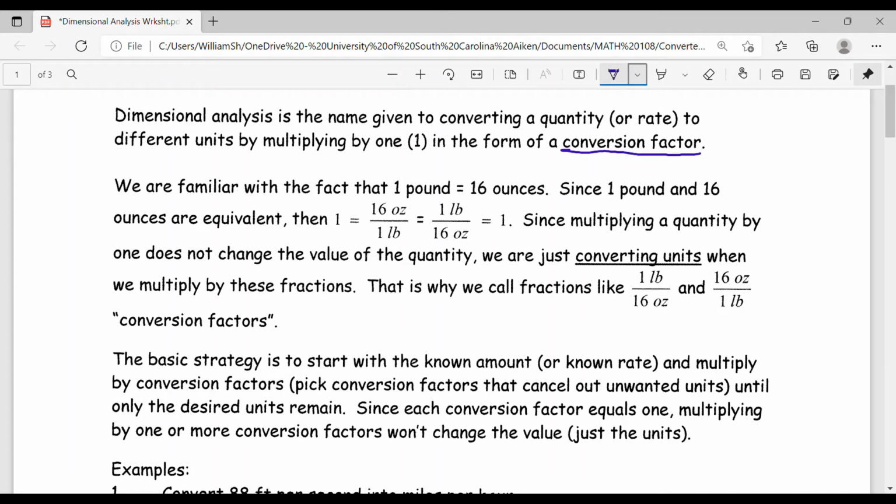We are familiar with the fact that 1 pound equals 16 ounces. Since 1 pound and 16 ounces are equivalent, then 1 equals 16 ounces over 1 pound, and 1 pound over 16 ounces also equals 1. So since multiplying by a quantity of 1 does not change the value of the quantity, we're simply just converting units when we multiply by these fractions. That is why we call fractions like 1 pound over 16 ounces or 16 ounces over 1 pound conversion factors.